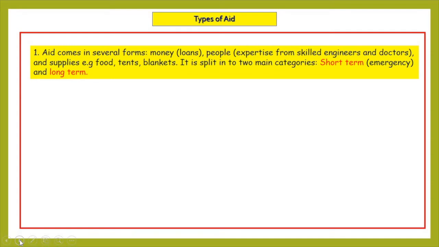So it might be blankets, temporary shelter, water purification tablets, healthcare supplies, food supplies. Or it might be long-term aid, for example, in situations where there's an ongoing drought and you have to keep taking water into a region or keep taking food into a region to allow people to survive. Within short-term and long-term aid, there's 3 types.